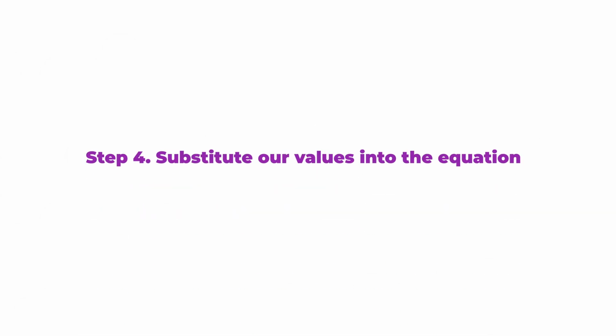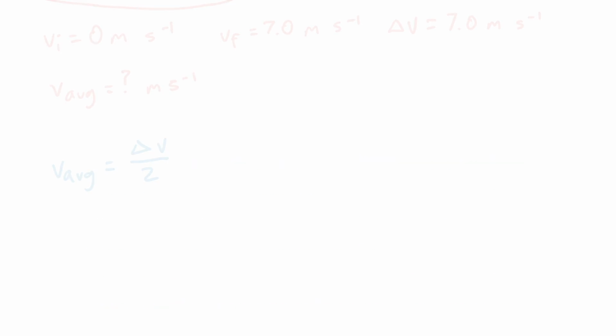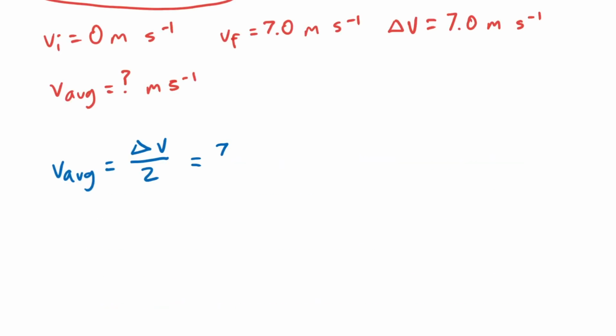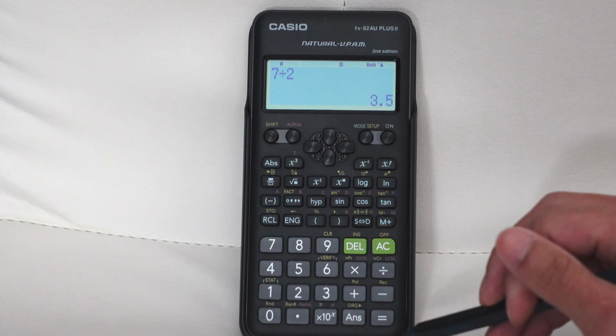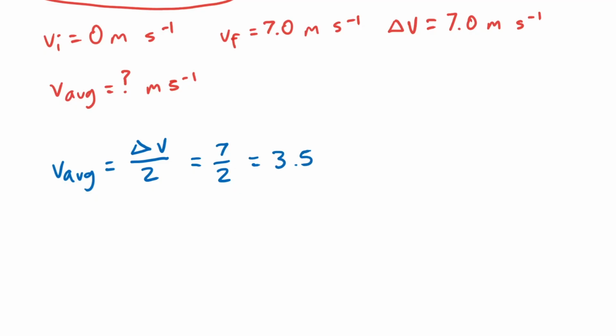Step 4. Substitute our values into the equation. V average is equal to 7 divided by 2. If we put that into our calculator, 7 divided by 2, that gives us an answer of 3.5 meters per second.